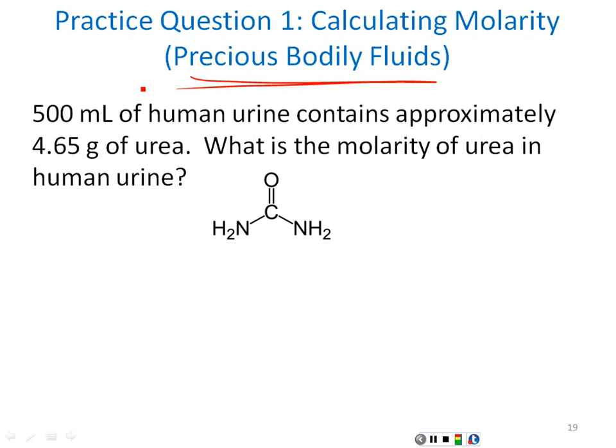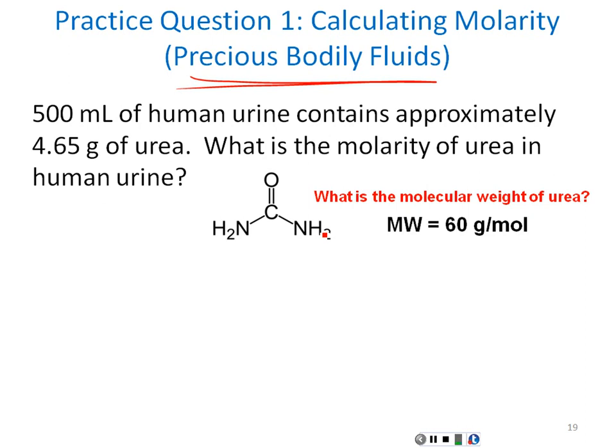Right, the structure of urea is shown. So the first thing we really need is the molecular weight of urea, and that is 60 grams per mole. So how would we calculate this molecular weight? Well, we simply add up the atomic weights of all the atoms in this molecule.